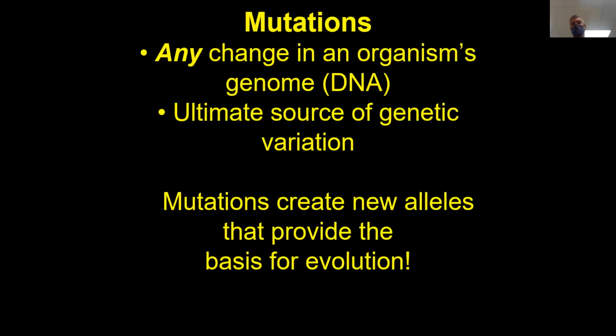How we're actually going to define this is this way. Mutations create new alleles that provide a basis for evolution. They are the ultimate source of genetic information. But the actual definition would be any change in an organism's genome. The entire genome, your entire set of DNA is called your genome. That's the entire sequence. So this would be the definition. They are the ultimate source of variation.